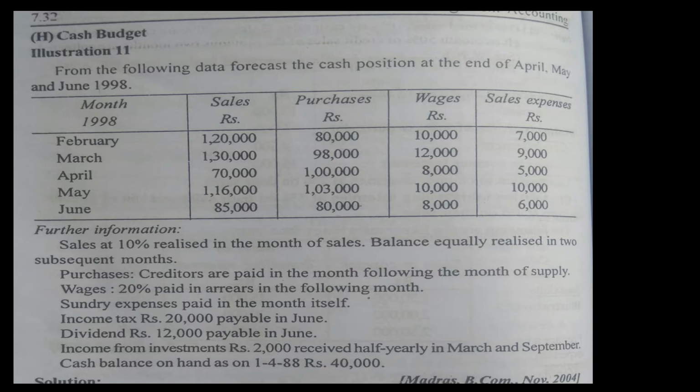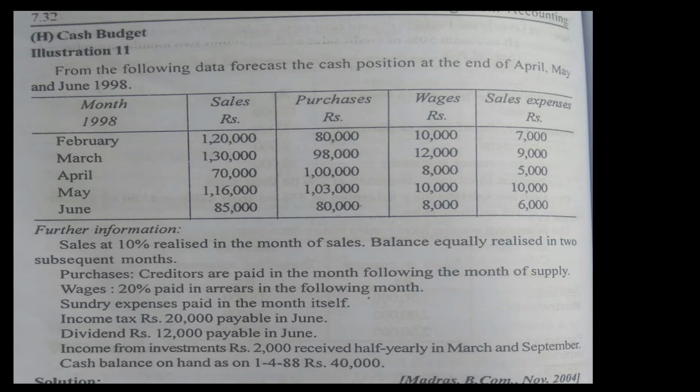We'll see how the sales are collected. February it is sold for 1,20,000. March it is assumed it will be sold for 1,30,000. April it is assumed the sales is only 70,000. May is 1,16,000. June is 85,000.